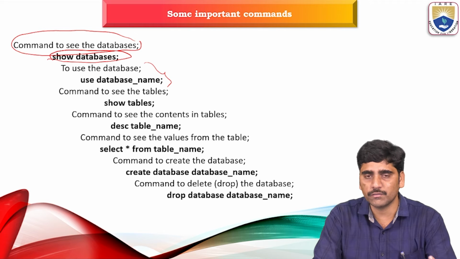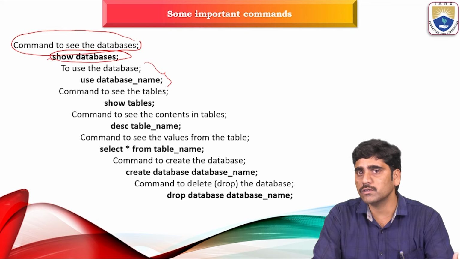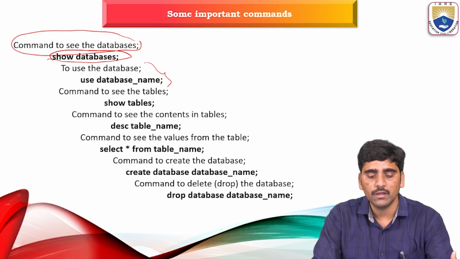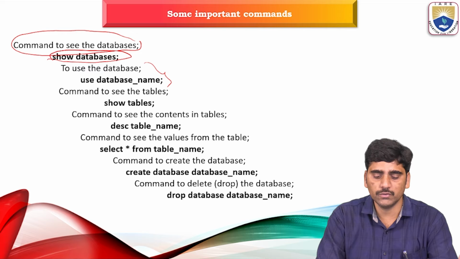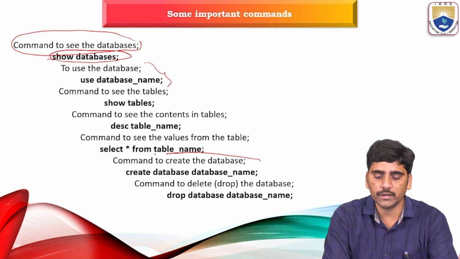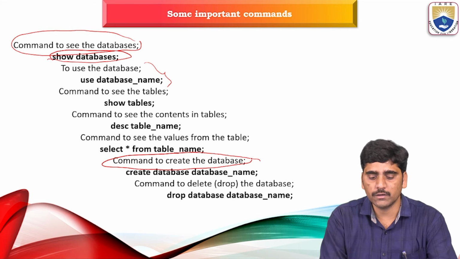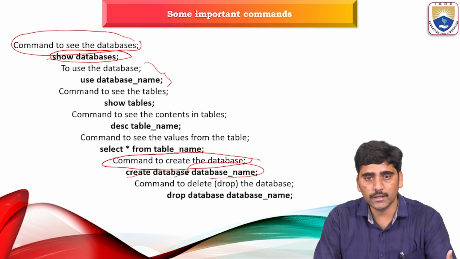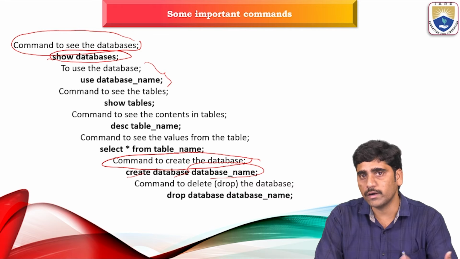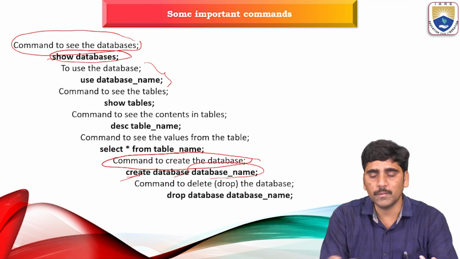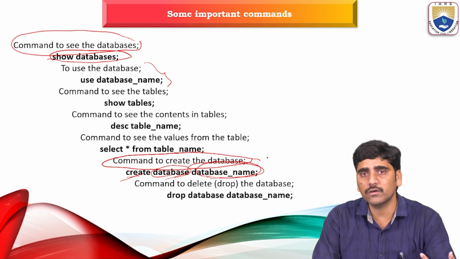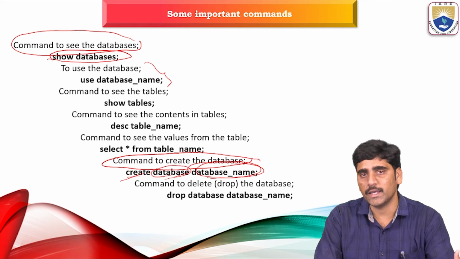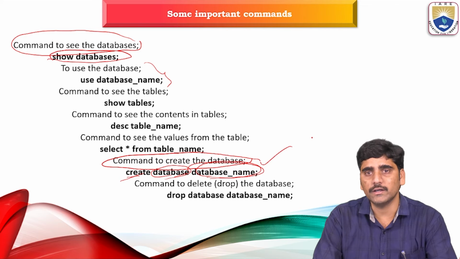To create the different types of tables and objects, we have to use one database. We have to create one database. So to create the database, what command can we use? The command to create a database is CREATE DATABASE database_name. CREATE is the main command, DATABASE is the object, and the database name is whatever name you want to give. This is the way you can create a database.